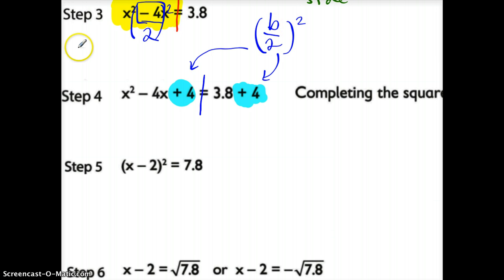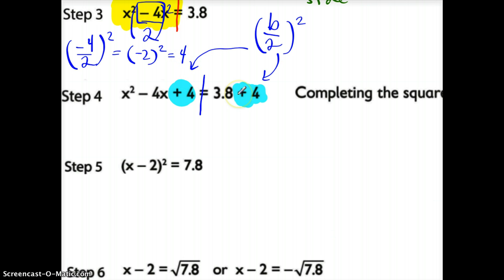Let's write out the math real quick. -4 divided by 2, squared. Parentheses first, so that's going to be equal to -2. -4 divided by 2 is -2, squared. And that's going to be equal to 4. So I'm going to add 4 to one side, add 4 to the other.